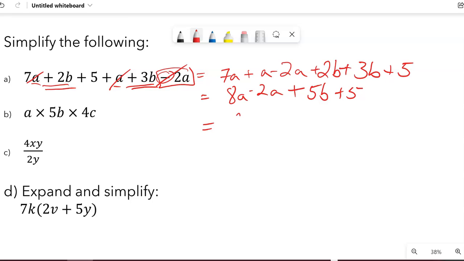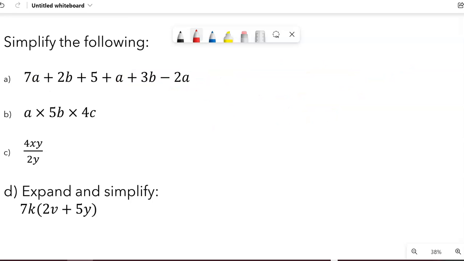8A minus 2A is going to be 6A. Plus 5B, we can't combine them because they're not like terms, plus 5. And you think you can add those 5s and 6 together, but you can't. You've got 6A, 6 baskets of apples, 5 baskets of bananas, and then just the number 5 sitting there on the side looking lonely. So that's it. That one is simplified.